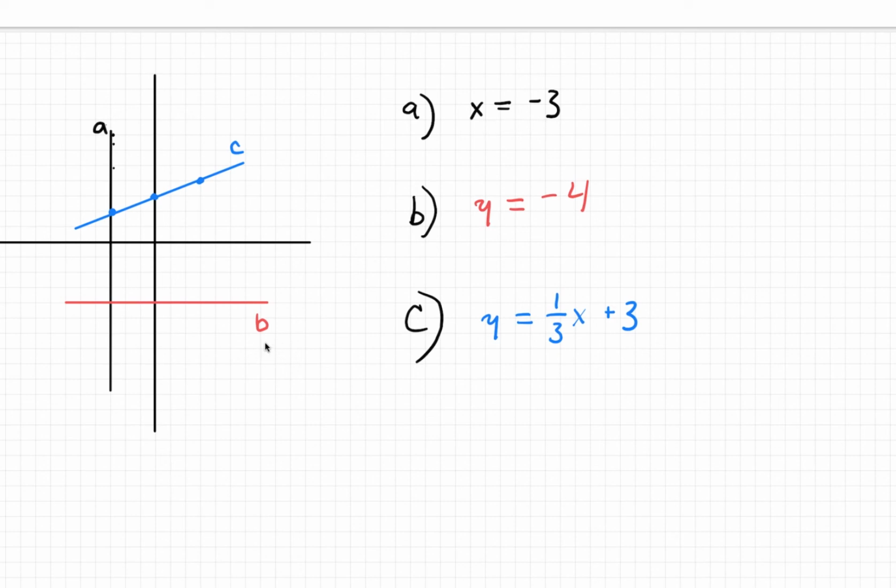Same thing for B, only it's on the y-axis. Anywhere on the line, y is going to be equal to -4. So y equals -4. That's going to be your answer for line B.